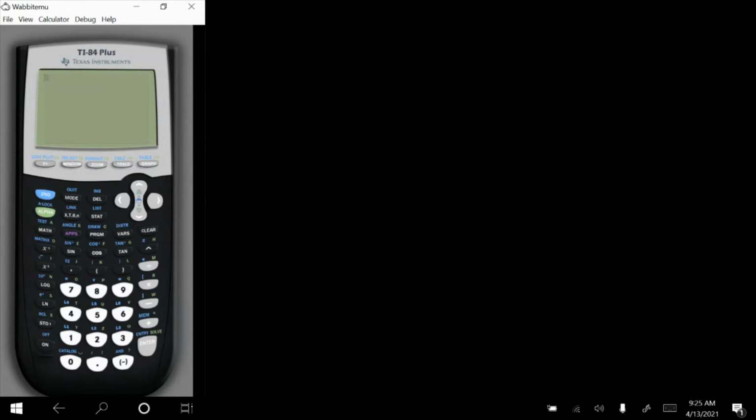There are a couple ways to do it. Both ways involve hitting the second button first. And the first route that we can take to access e is to press the divides button, and then you can hit the caret symbol. And let's say we want to just figure out what e to the first is. Type in 1 and press enter.